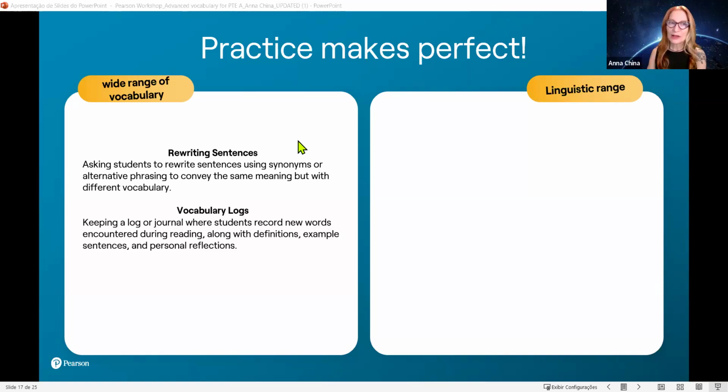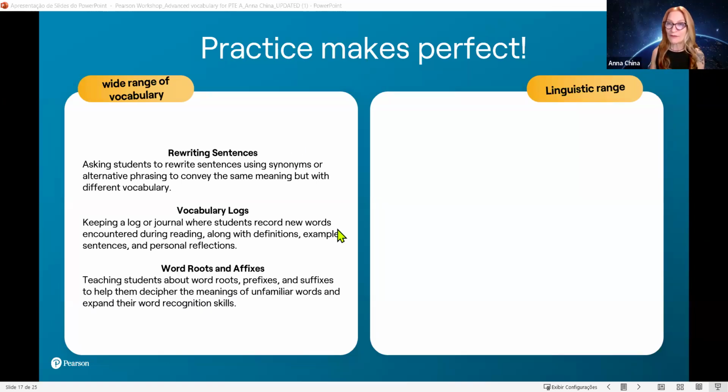Vocabulary logs. I've had several examples of students who kept vocabulary logs, and they definitely scored 90 across all tasks, all sub-skills. And of course, vocabulary played a crucial role when it comes to a high score. Students who achieve high scores have this element in their knowledge: vocabulary, advanced vocabulary, trust me. So vocabulary logs, and word roots and affixes, like I said.